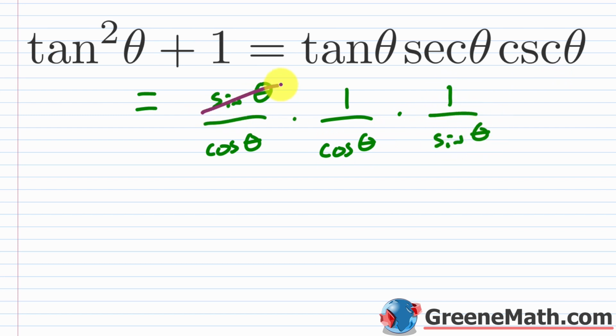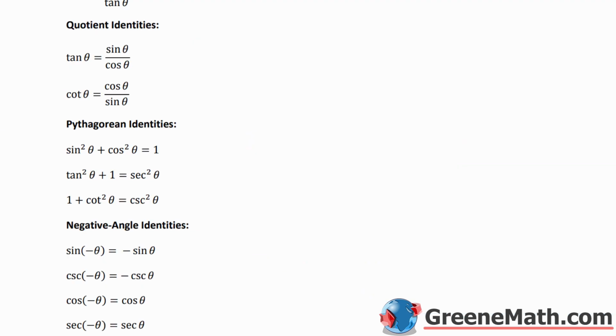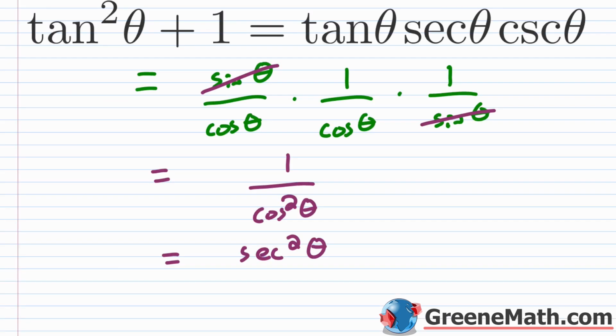So I know that this will cancel with this. And what I have here is 1 over cosine squared theta. Now, 1 over cosine squared theta can be replaced with the secant squared theta. And we know that secant squared theta is equal to tangent squared theta plus 1. Coming back to the Pythagorean identities, you have tangent squared theta plus 1 is equal to secant squared theta. So I'll just replace this with tangent squared theta plus 1, and I'll put a little check mark to show that I'm done.